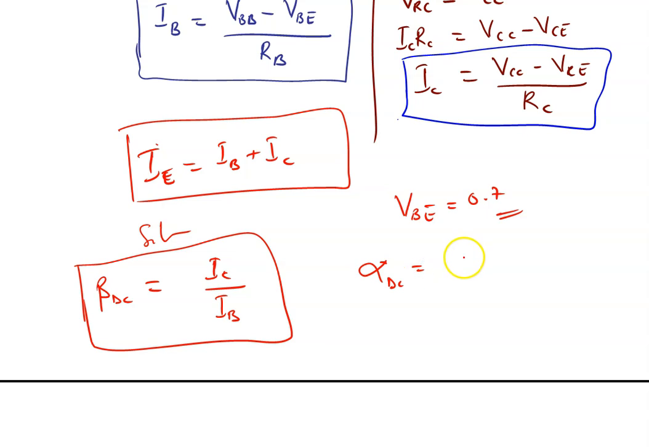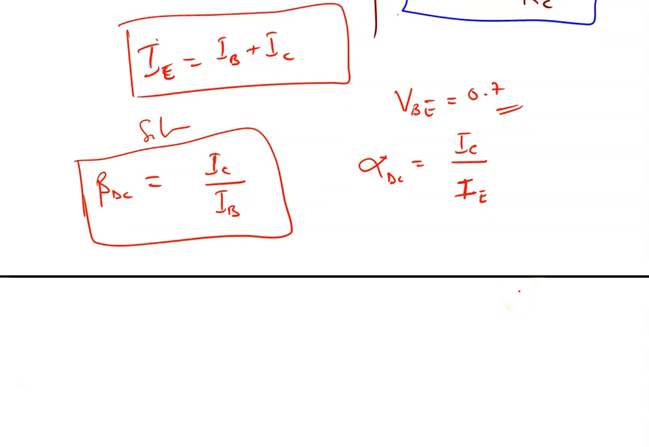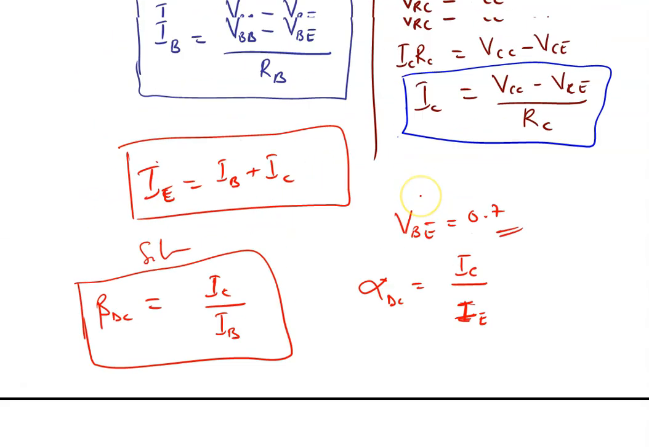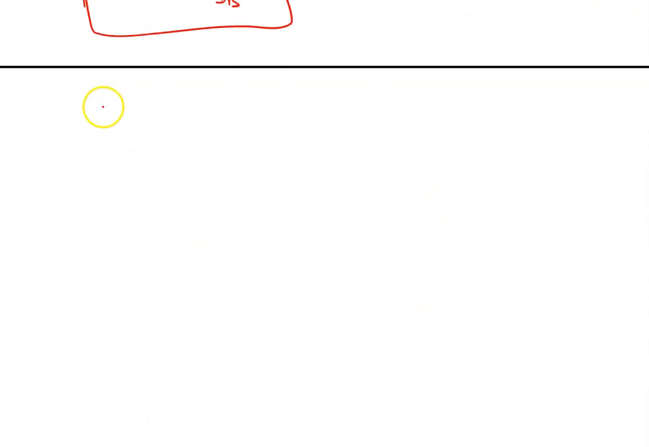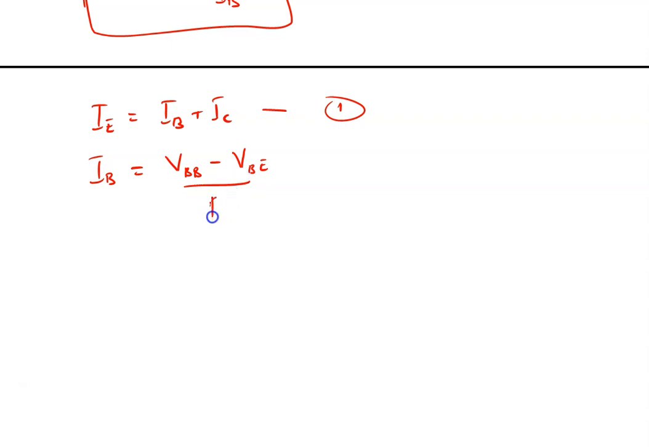And the alpha DC is the ratio between the collector current and the emitter current. Please take note of it, it's very important. Sometimes they can give you alpha DC, and out of it you need to find the emitter current and the collector current. Summarizing everything I've done here, IE is equal to IB plus IC. You need to know this formula. And IB is VBB minus VBE, all divided by RB. You need to know this formula as well. Then you also need to know that IC is given by what?